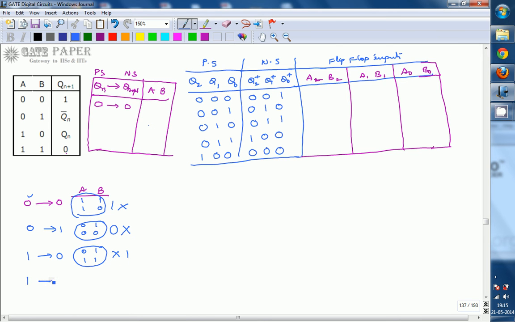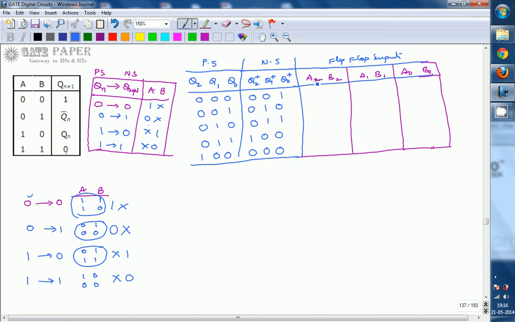Next, the 1 1 transition: present state is 1 and you want the next state also 1. The same state, next state same as present state, is the 1 0 combination. Irrespective of present state you can go to the 1 state by applying 0 0. So this implies x 0. So this is the excitation table: 0 0 is 1x, 0 1 is 0x, 1 0 is x1, 1 1 is x0.